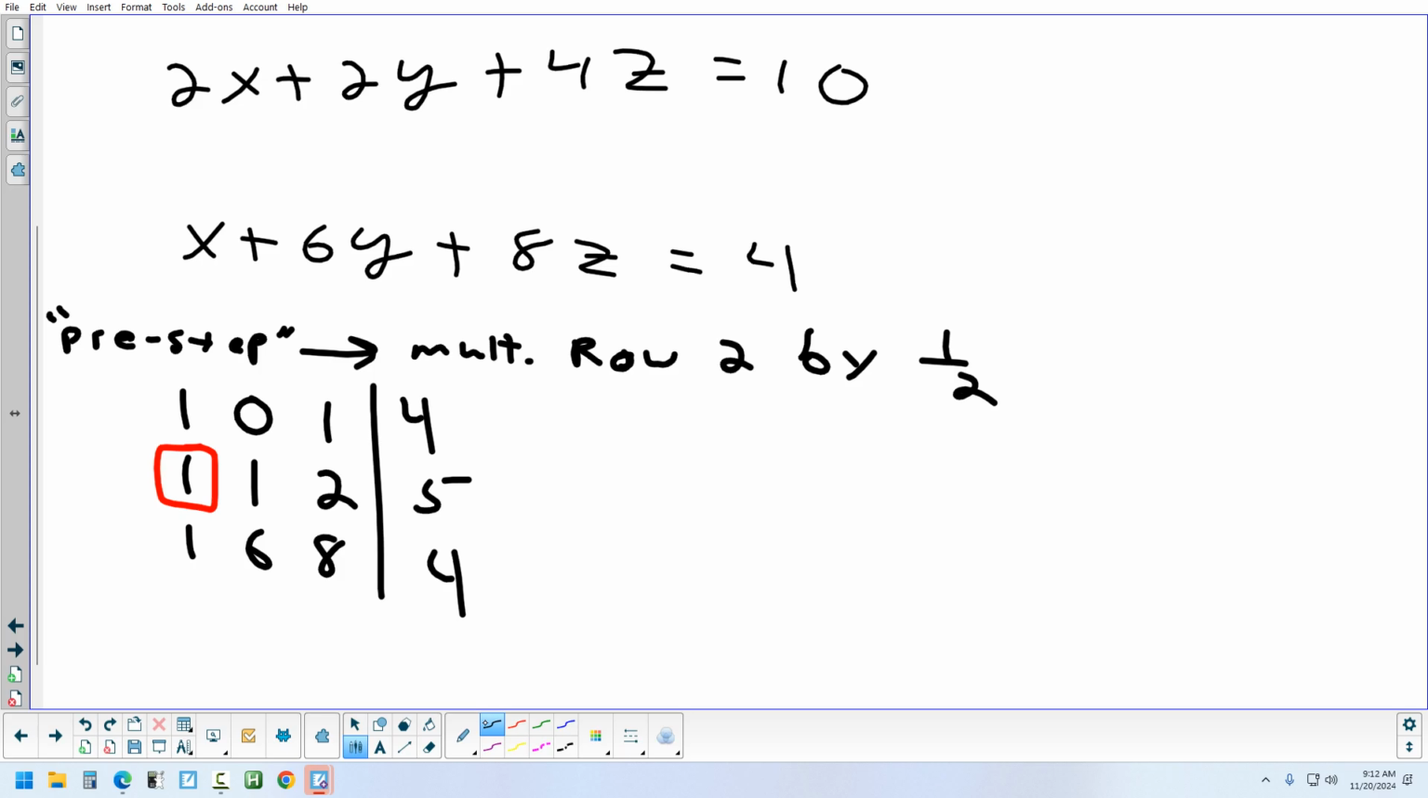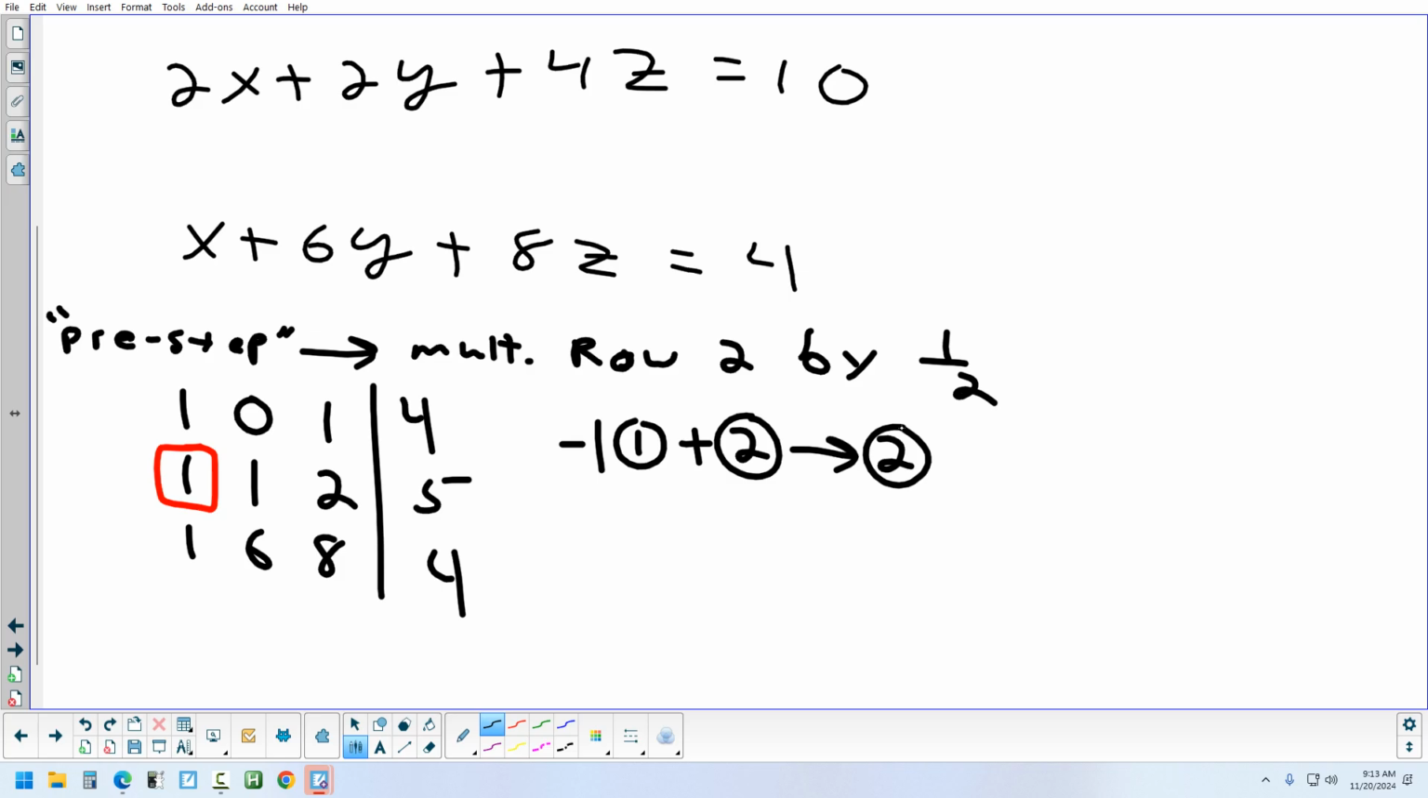Multiply it by a negative. Multiply it by negative what? 1. Yep. So you're going to take row 1, multiply it by negative 1, and then add it to row 2. And that's going to replace what's currently in what row? Row 2.